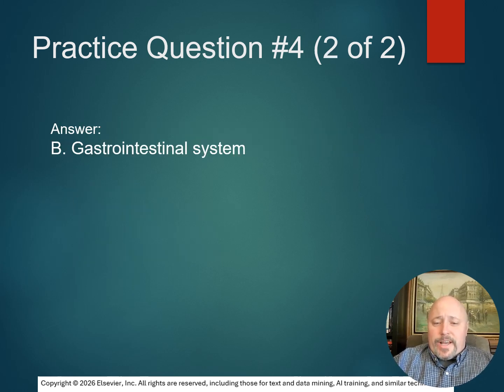Gastrointestinal system, GI system. For these more complex organisms like protozoa or parasites, they take a more complex drug to kill. But unfortunately, that also does result in some more complex side effects as well.